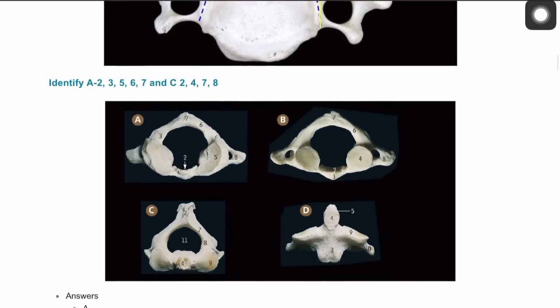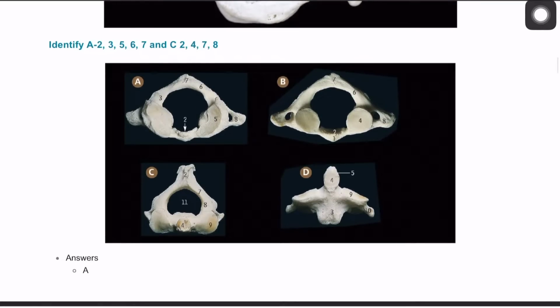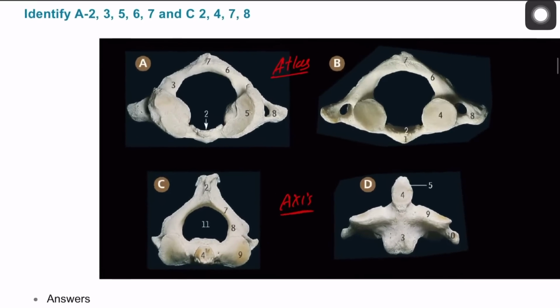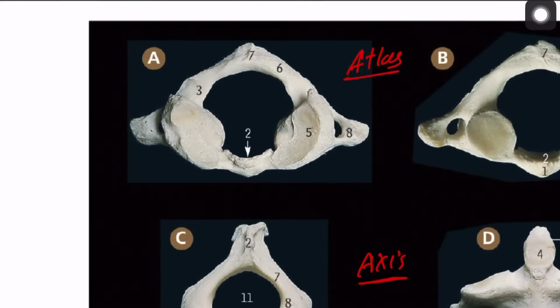Okay. A few more details. A and B represent the atlas, so this is the atlas cervical vertebra, and C and D represent the axis. We need to identify a few structures in here. On the atlas, we're looking from the top. This one will articulate with the base of the skull, or the condylar part of the occipital bone.